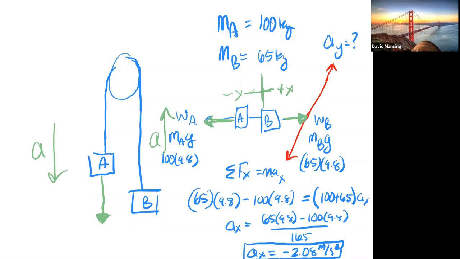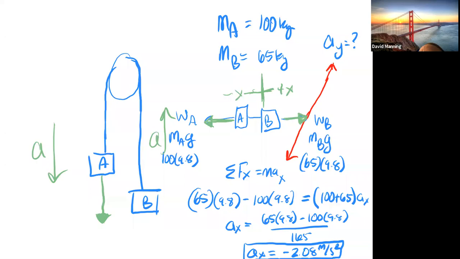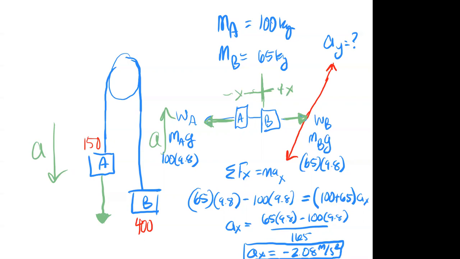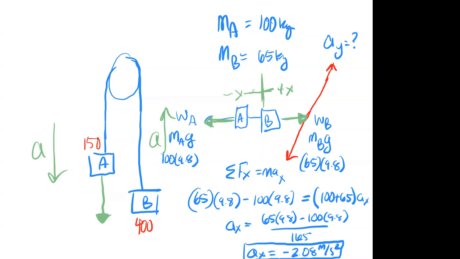Does that make sense? So in reference to which? Like if the B, for instance, in this problem, if the B was, let's say, 400 and the A was 150, would you have a positive or negative acceleration? Well, if we're looking at A, it's going upwards, so that'd be positive. If we're looking at B, it's going downwards, so it's negative. Yeah, that's right.